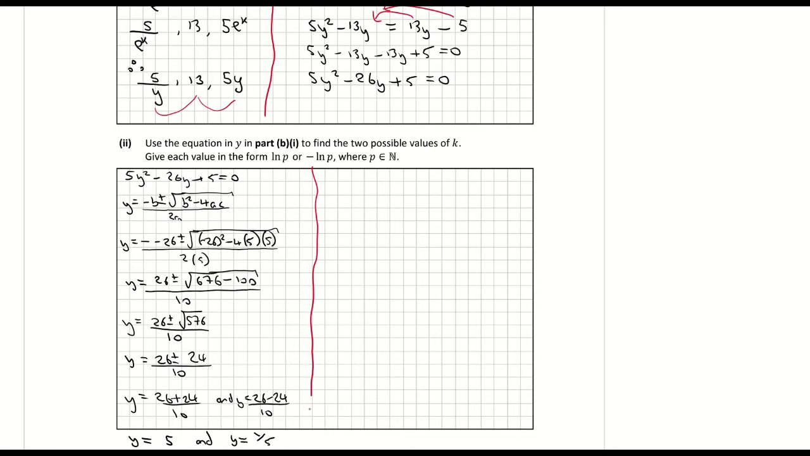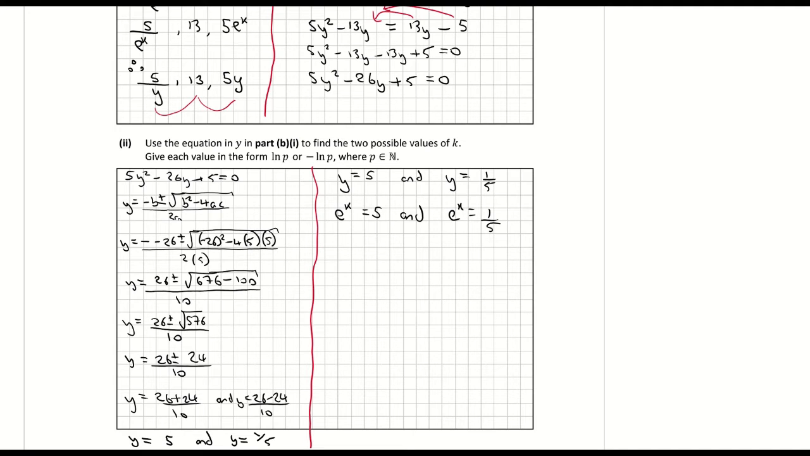So I solved for y, but the question in part 1, if you scroll back up, is looking for k. And the question asks us here to find two possible values for k. So I know that y is equal to 5 and y is equal to 1 over 5. Now, if we substitute back in our e to the k for y, that means e to the power of k is equal to 5, and e to the power of k is equal to 1 over 5.